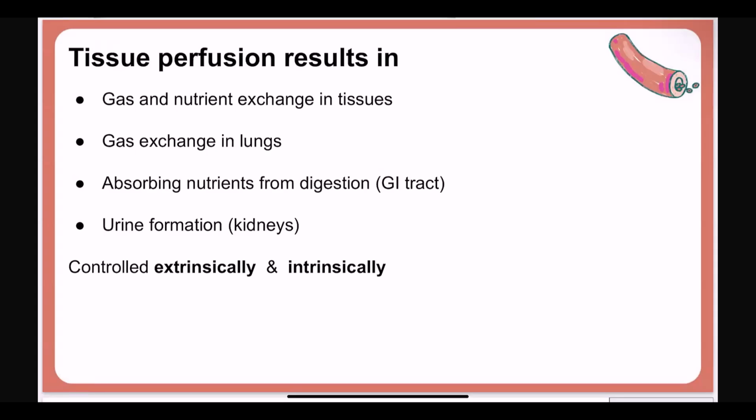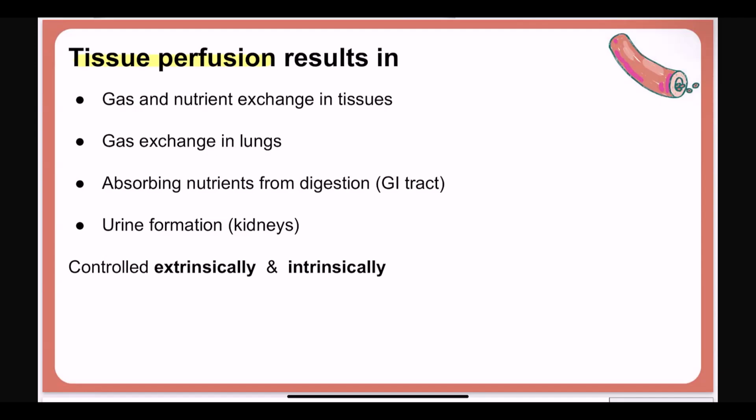Tissue perfusion, that's a new word. Tissue perfusion is just science words for blood circulation through the body. And there's a good amount of events that happen in tissue perfusion. One of the things is that there's gas and nutrient exchange in the tissues. So we'll drop off oxygen, deliver nutrients, and then pick up those metabolic wastes. We'll pick up carbon dioxide and all the rest of it.